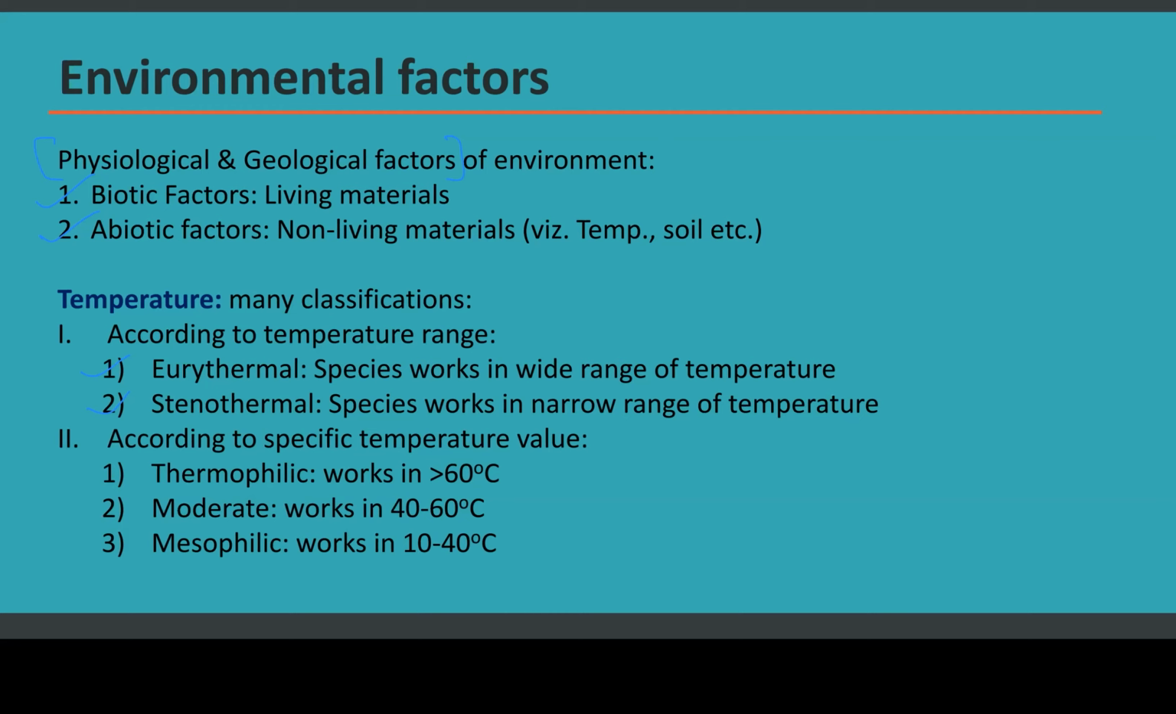Then we have the classification according to specific temperature value. Again, the organisms can be divided into three types. One is called thermophilic, which works at more than 60 degrees Celsius. Then we have moderate organisms, which work in a 40 to 60 degree range. And then we have mesophilic organisms, which work in the range of 10 to 40 degrees Celsius. So this is the temperature classification of different organisms and species.